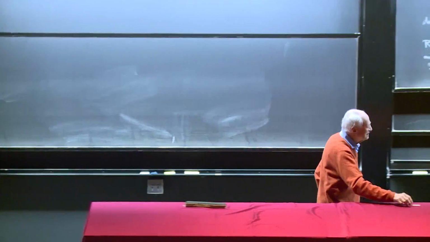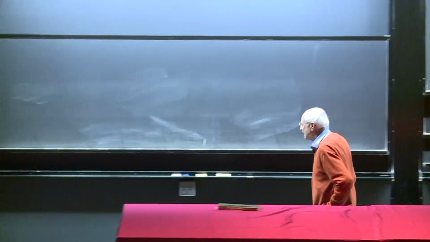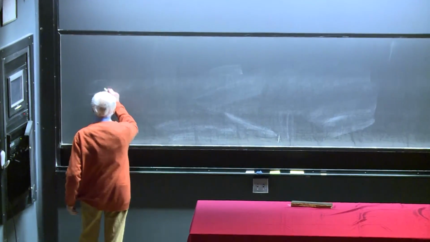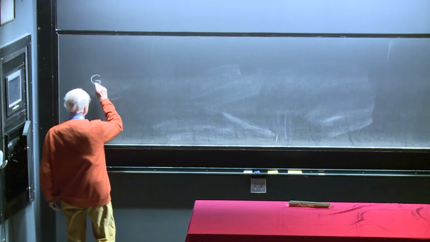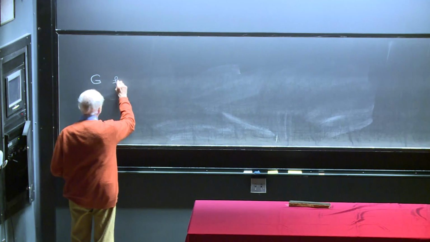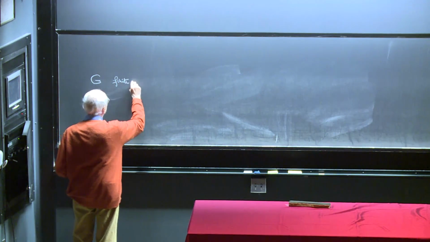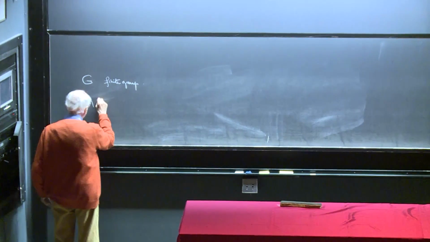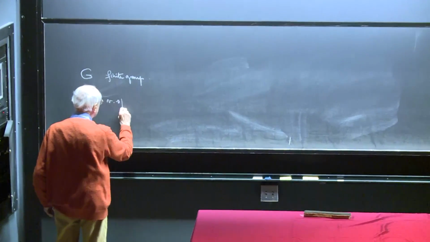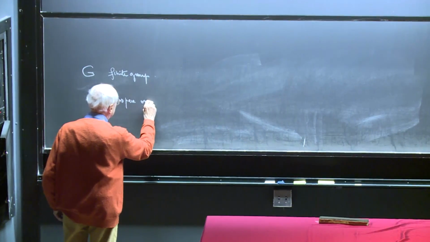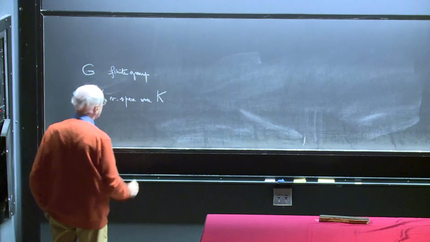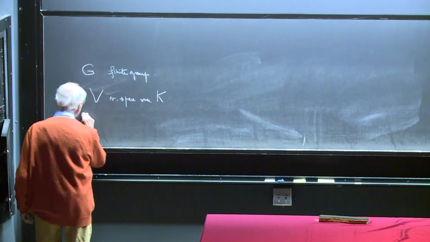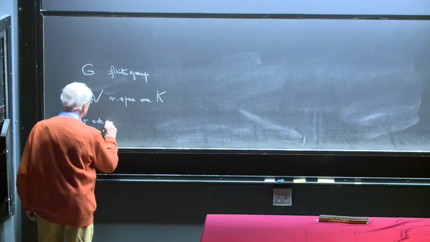So, okay, now we can start describing things. We will have a G, let's say a finite group to start with. Later on, it will not be finite. And a linear representation. That means we have a vector space V over K. And we assume that G acts on V.